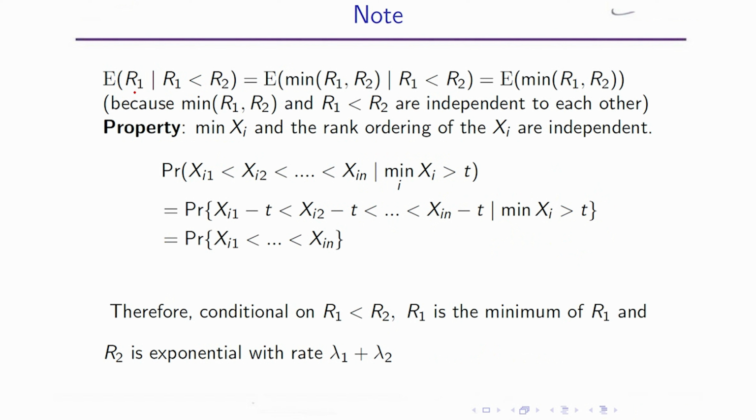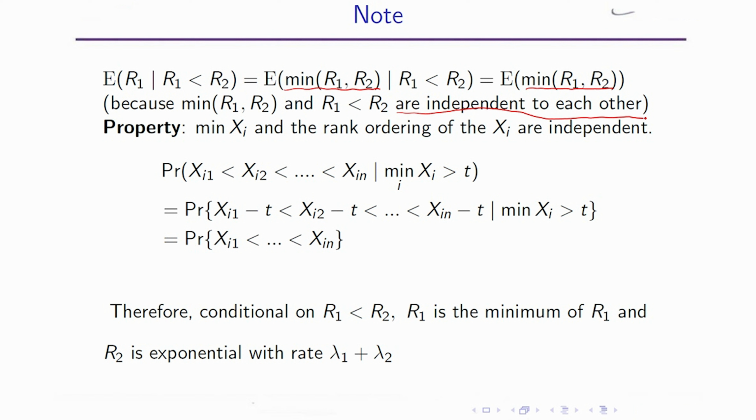Note, so R1 given R1 less than R2, the expectation of R1 is actually equivalent to the minimum of R1, R2 given R1 less than R2. Because if R1 less than R2, R1 is the minimum, right? So that is equivalent to this. And now we want to prove that expectation of minimum R1, R2 given R1 less than R2 is exactly equal to expectation of minimum R1, R2. Why is that? Because minimum R1, R2 and R1 less than R2 are actually independent of each other.